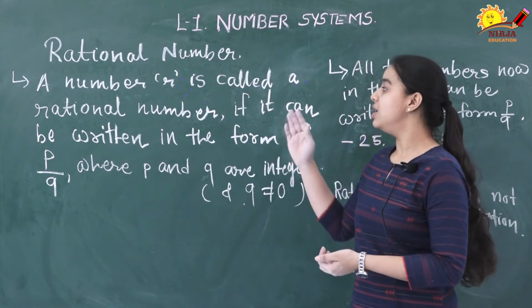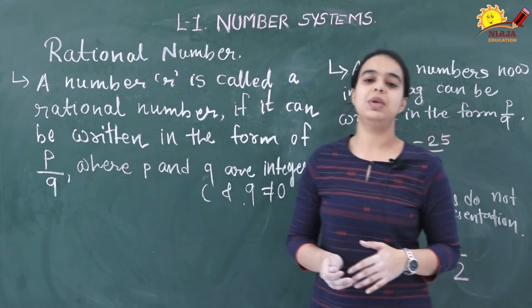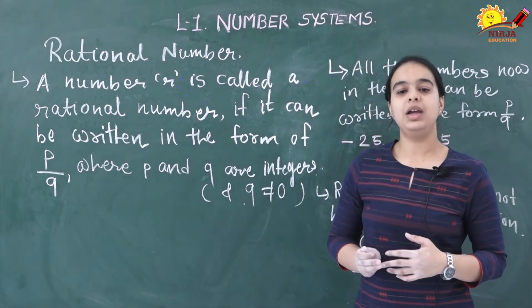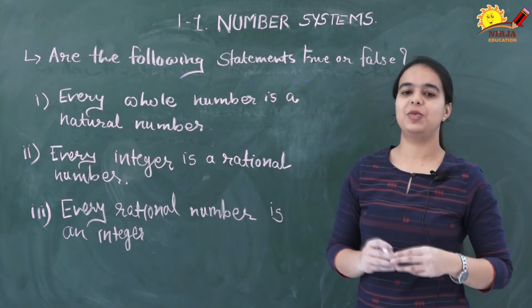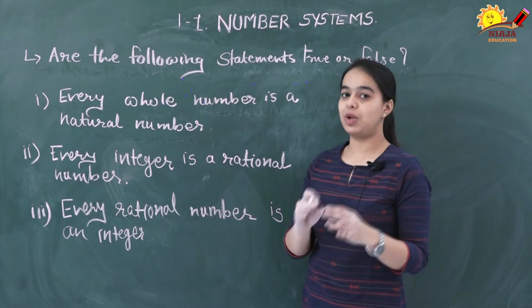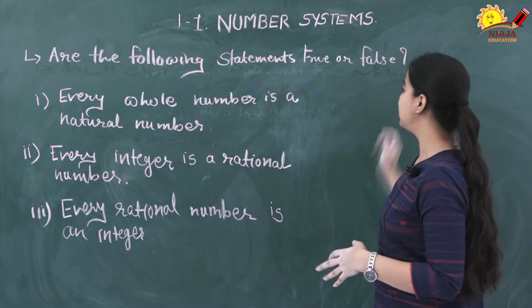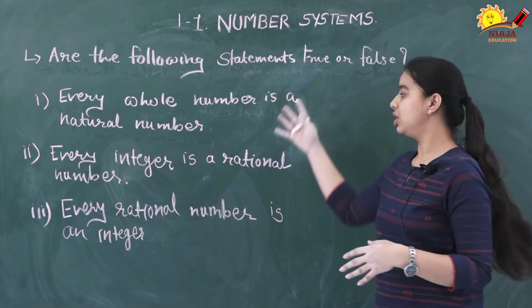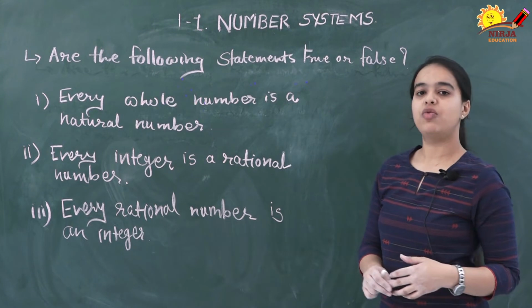Let's recap. A number is called rational if it can be written in the form of p by q. So just now we have gathered a lot of information about various kinds of numbers. By using that information we are going to answer some statements. Here it is written, are the following statements true or false? I have written 3 statements. We need to see whether the statements are true or false.